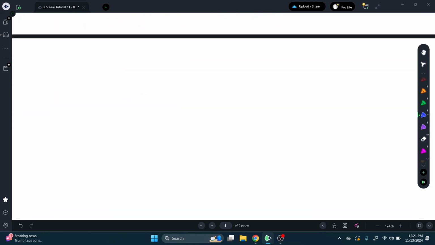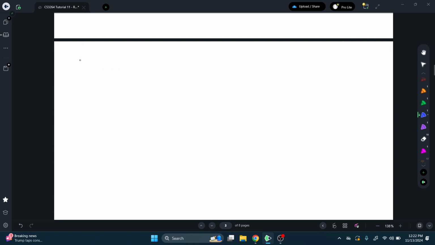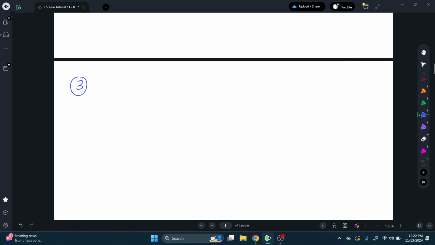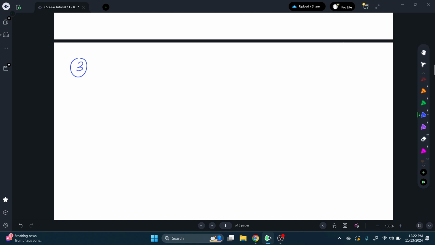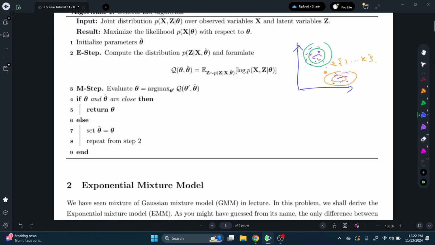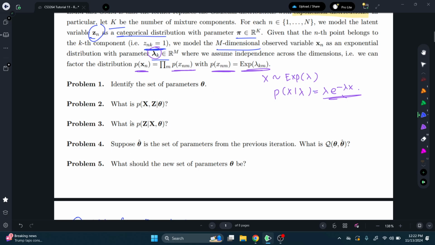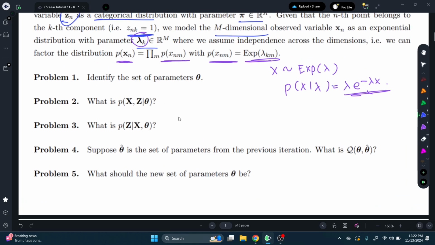Okay, now the third part is where we are going to determine the marginal. The third part is where we are going to determine this p of z given x and theta. If you notice, this part is essentially where we are trying to apply the Bayes rule already, kind of like finding your posterior.